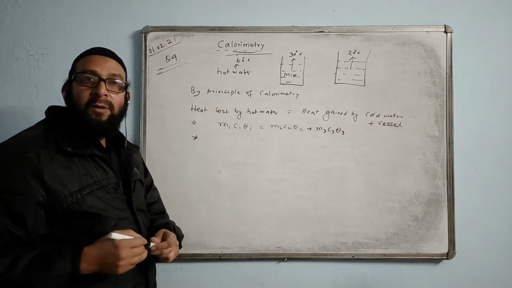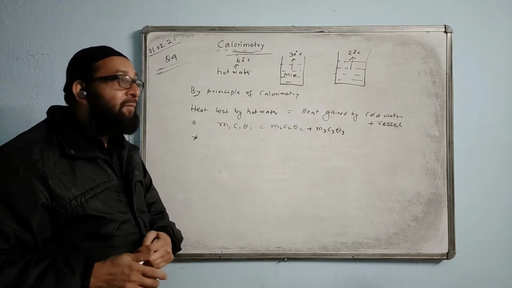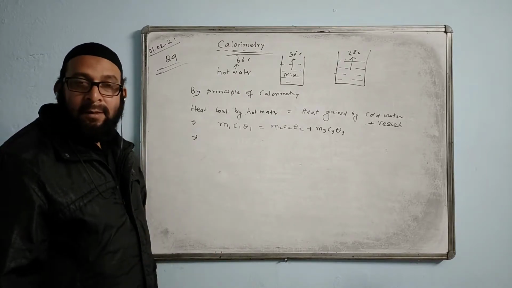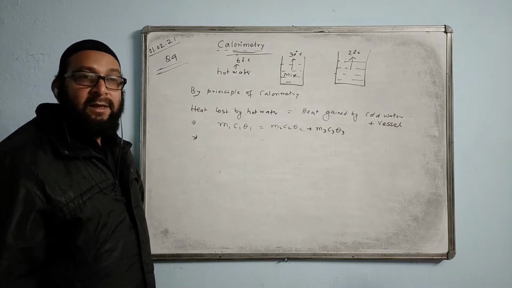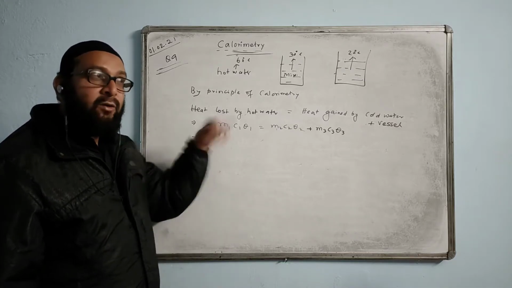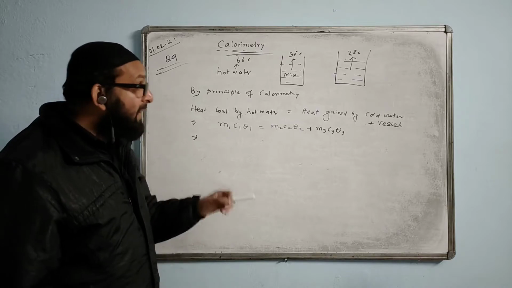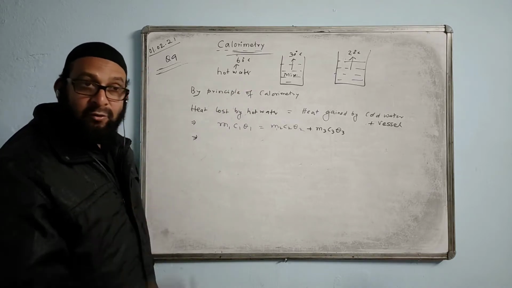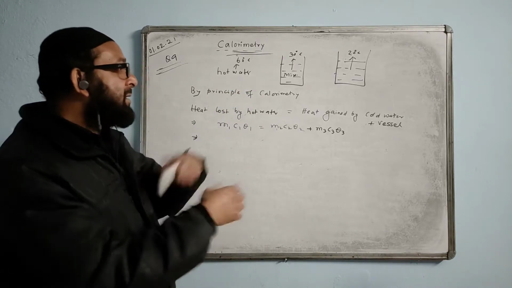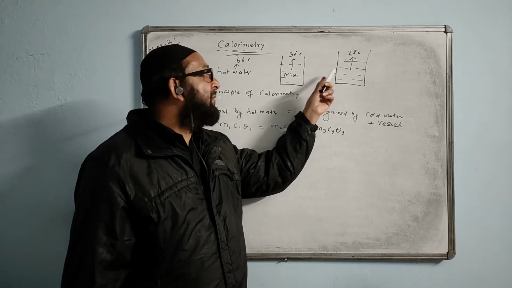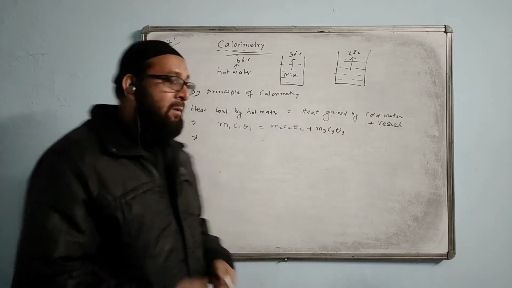There was a question previously, question number 7, where there was a bucket. But the question was saying neglect the heat absorbed by the bucket. That's why we did not consider the bucket. But here we have to consider it, because the question doesn't ask you to neglect it. The question is asking to find the heat capacity of the vessel. That we have to find out.